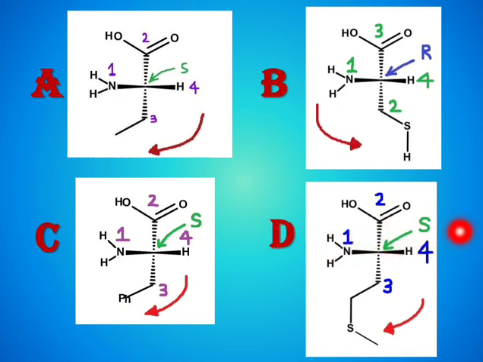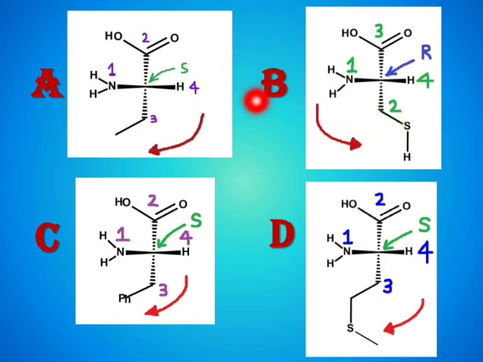In the last option also, again you can see on moving from 1 to 2 to 3, it is clockwise, and the configuration is S configuration. So out of these 4 options, options A, C and D are S configuration, so they are incorrect.